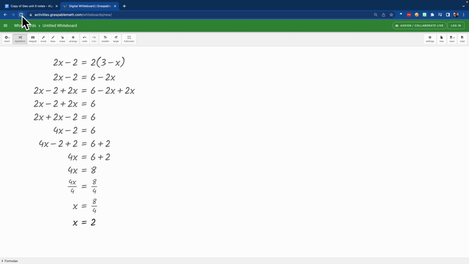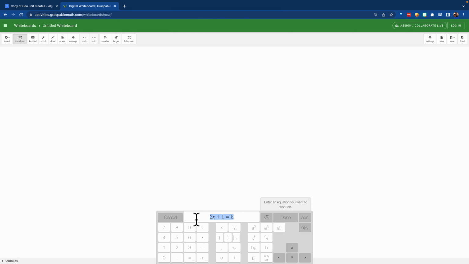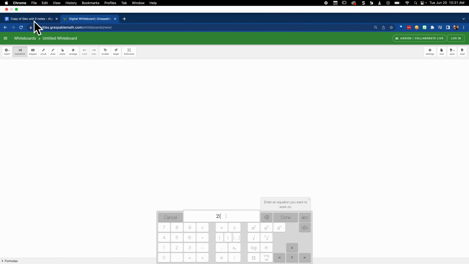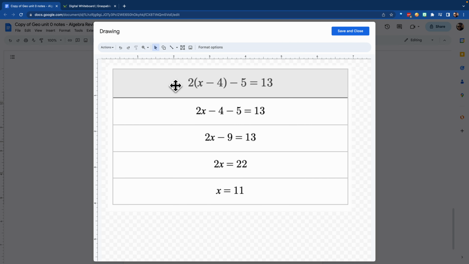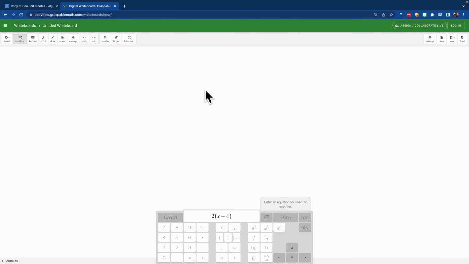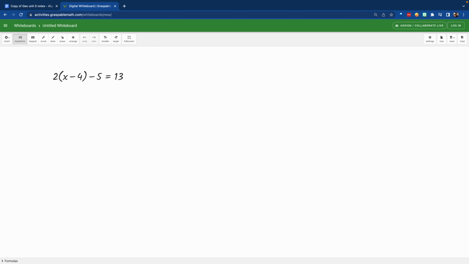To get a clean, fresh screen here, I'm going to just reload. And so I have 2 times a group here that's x minus 4, and then minus 5, and altogether that equals 13. All right, so again, let's multiply this 2 with the distributive property. I don't have to do that first. I could have moved the 5 over, but I'm going to try to follow the steps that they did. And now I notice that I have 2 constants with no variables next to them, so I can combine those. And I get 2x minus 13 equals 13.